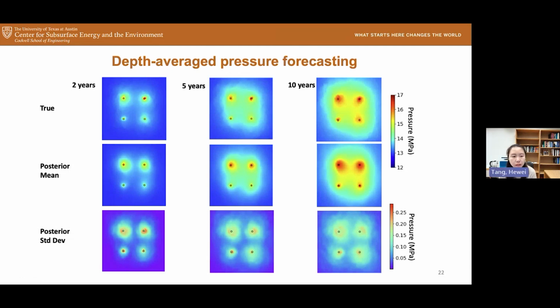So we can see that by assimilating the surface displacement data at 2 years, we can get a great pressure forecast at 2 years with less uncertainty. And we can also get a good prediction of pressure at 5 years and 10 years as well.